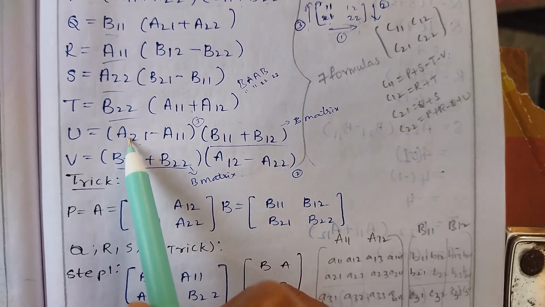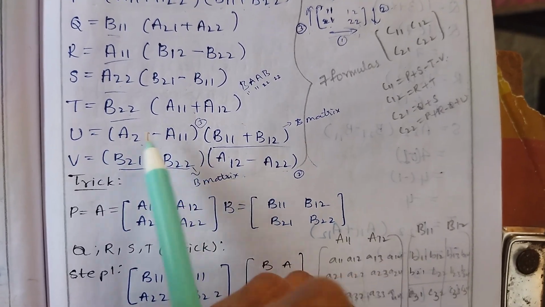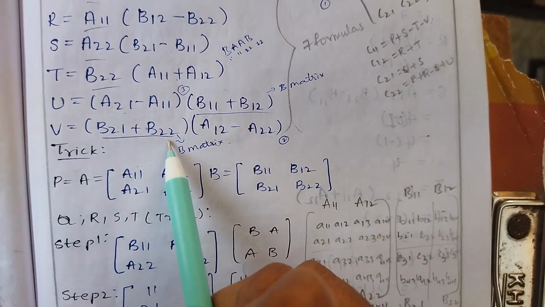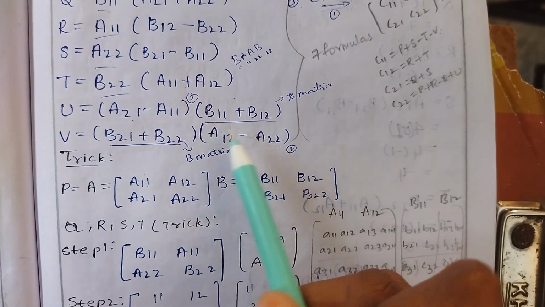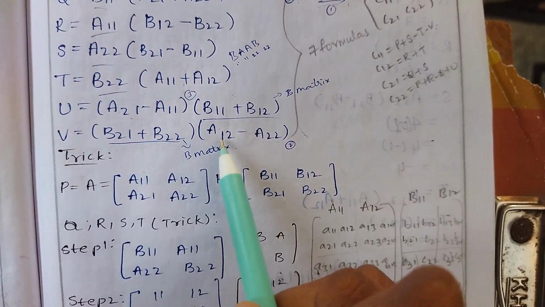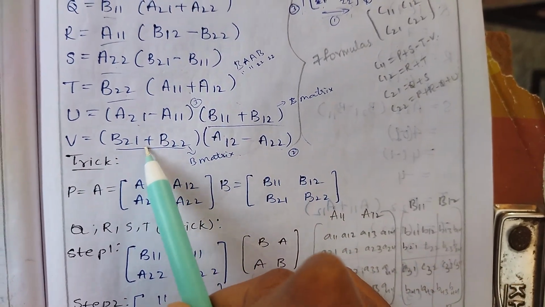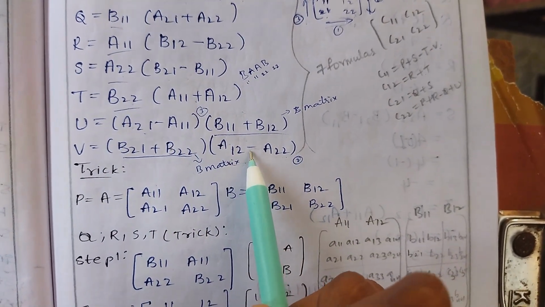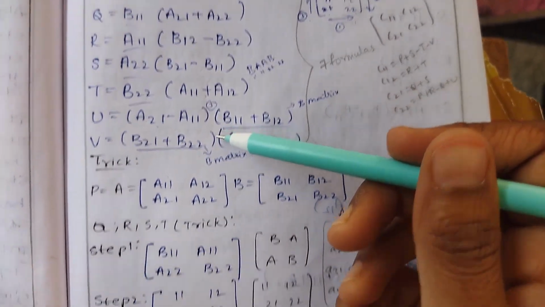In the case of U, A21 minus A11 is multiplied. Here 21, 22 elements are there. Here addition is there, we need to perform multiplication. Here B elements are there, we need to take A elements. 21 opposite is 12. For 22, 22 is as it is. Minus is there, here plus is there, we need to minus it. These are the formulas we use for Strassen's matrix multiplication.